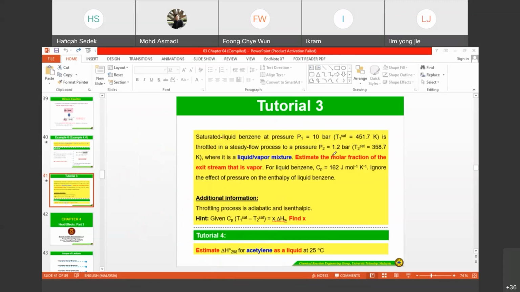Estimate the fraction of the exit stream that is vapor. Since there is liquid and vapor at the final state, we want the fraction, meaning the x. For liquid benzene, Cp is given, so ignore the effect of pressure on enthalpy of liquid benzene. So Cp times (T1 saturated minus T2 saturated) equals x times delta H vaporization. So we have to find this x.